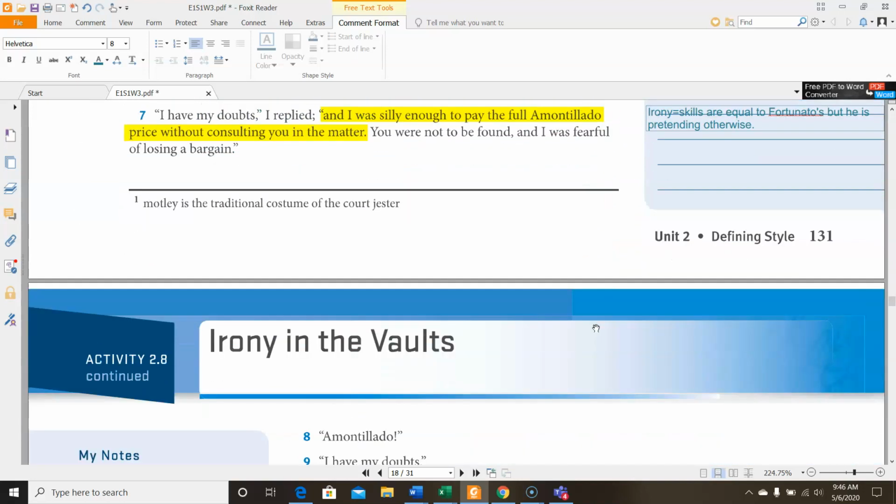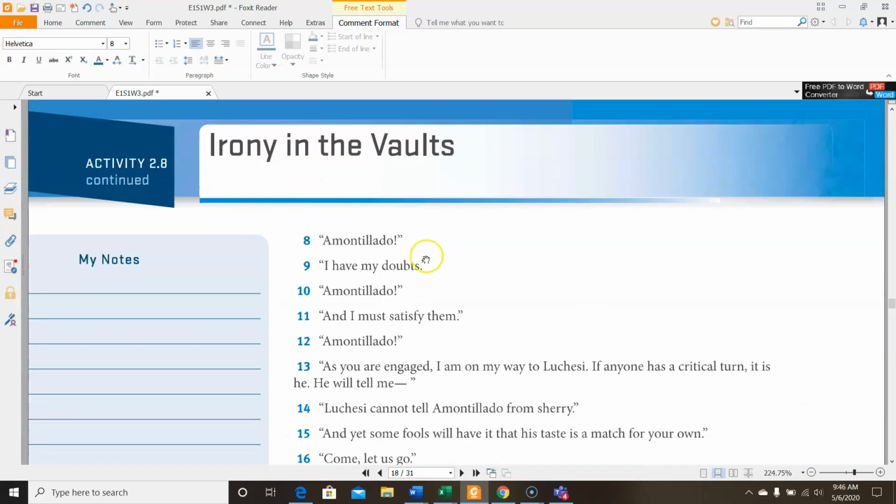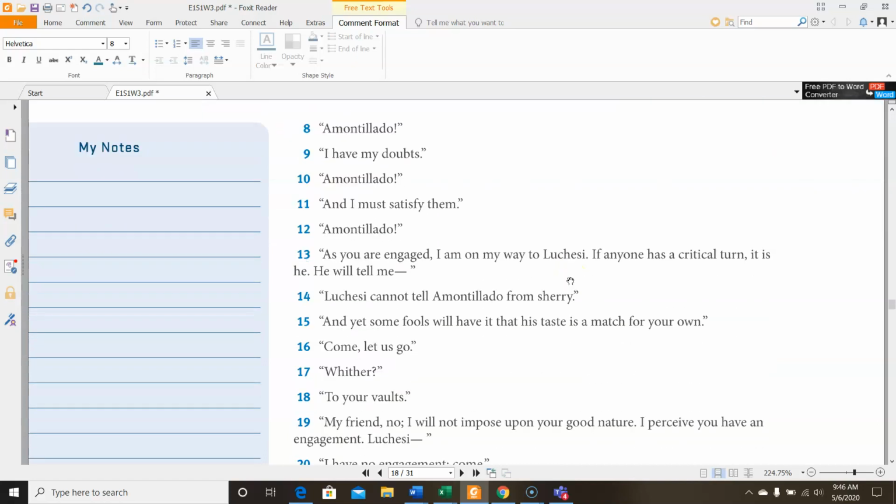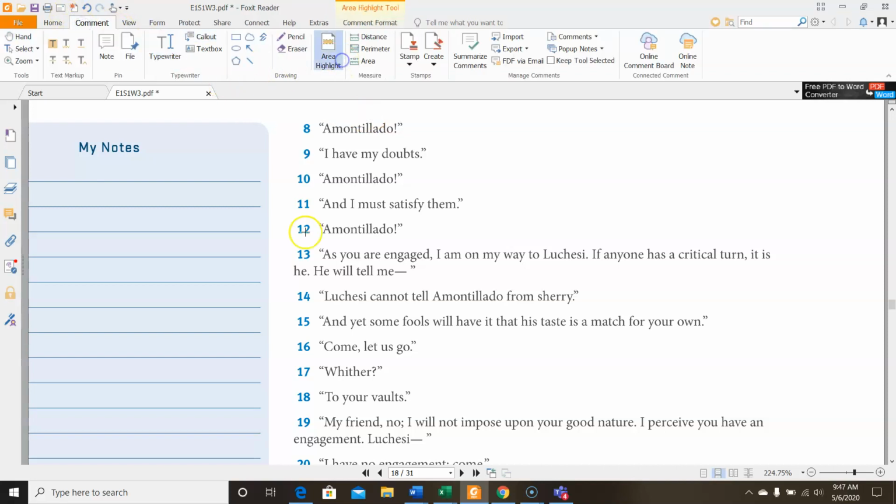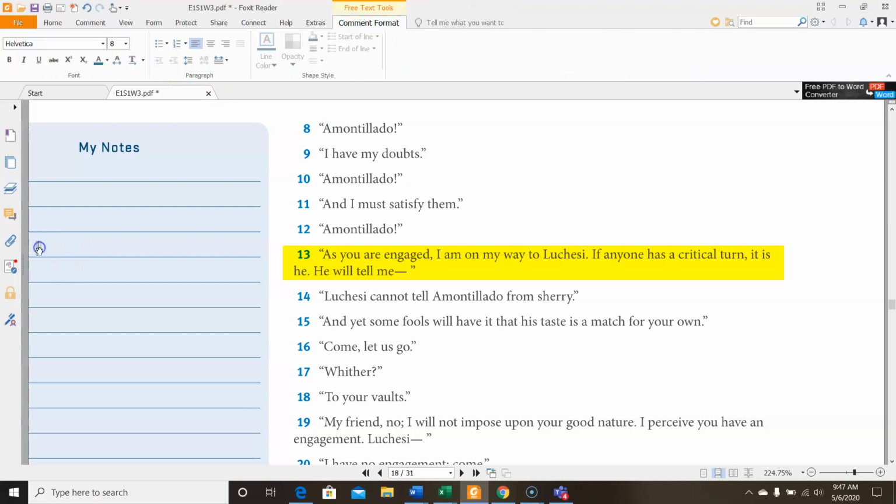Amontillado, I have my doubts. Amontillado, and I must satisfy them. Amontillado, as you are engaged, I am on my way to Lucchesi. If anyone has a critical turn, it is he. He will tell me. Lucchesi cannot tell Amontillado from Sherry. So now he's pretending like he isn't going to waste any more of Fortunato's time. He's using reverse psychology on Fortunato.